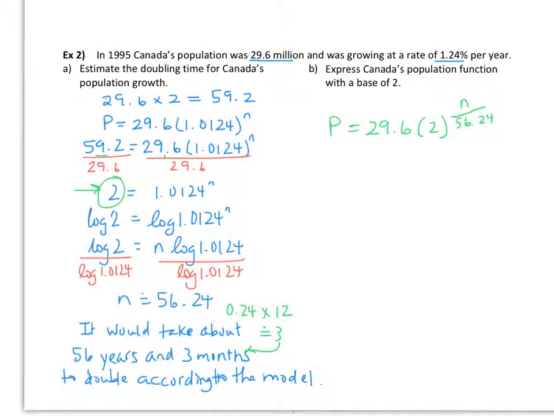Okay, so our population, P, is the population in millions, and n would be the number of years. So if it was 56.24 years, you're going to have 56.24 divided by 56.24, which makes that exponent a 1. So then you're just taking your 29.6 and multiplying it by 2 to the exponent 1, or just 2.